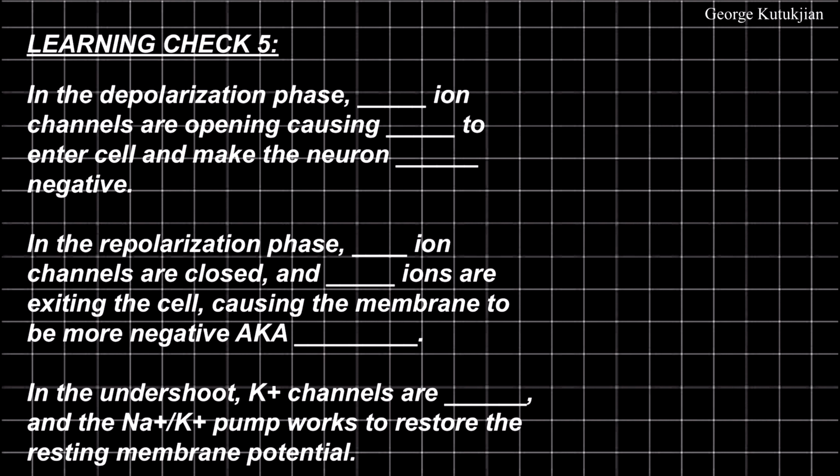So in the depolarization phase, sodium ion channels are opening, causing sodium to enter the cell and make the neuron less negative or more positive. In the repolarization phase, sodium ion channels are closed and potassium ions are exiting the cell and causing the membrane to be more negative, aka hyperpolarized. So in the undershoot phase, potassium channels as well as sodium channels are closed, and the sodium potassium pump works to restore the resting membrane potential.